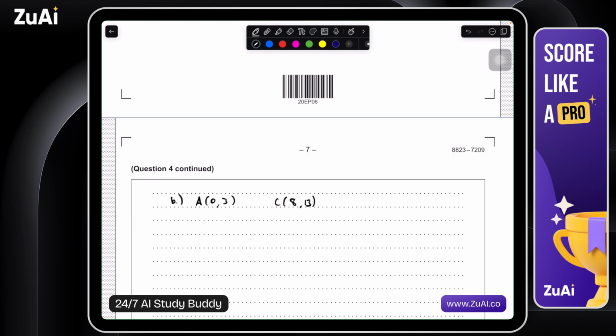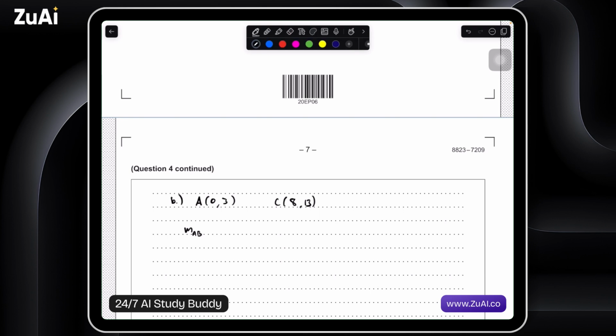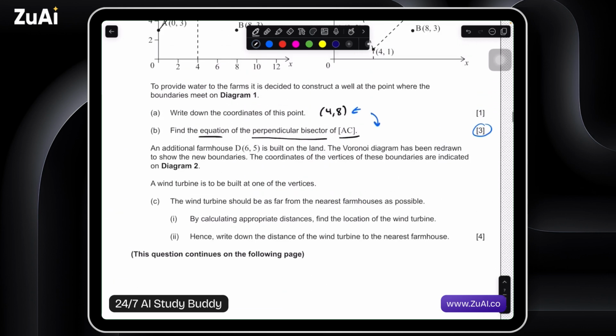Alright, if we didn't know the midpoint, we could find the midpoint, M_AC. M_AC is equal to the average of the x values, so this is x1, y1, x2, y2. This would be (0 plus 8) over 2, and the average of the y values, (3 plus 13) over 2. In this case, the midpoint would be 8 over 2, which is 4, and then 16 over 2, which is 8. There's our midpoint. So we've got a point on the line.